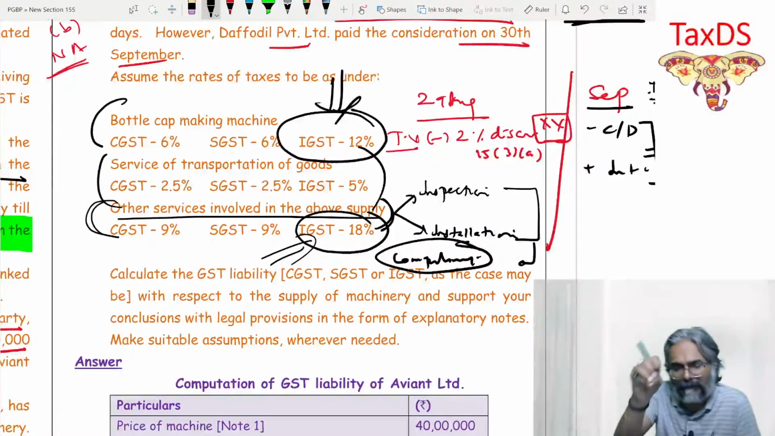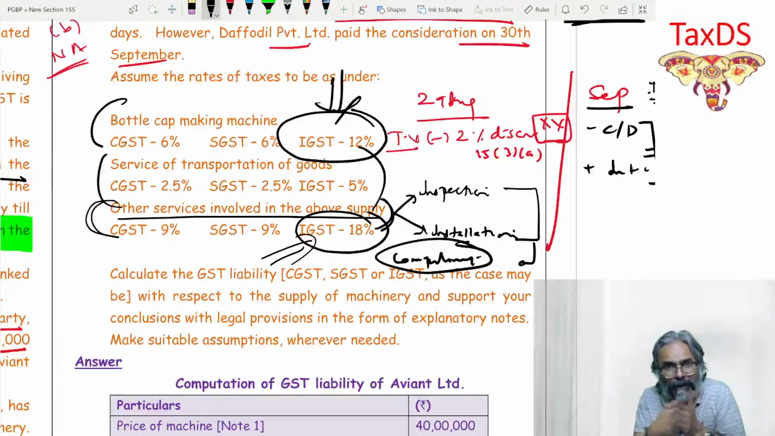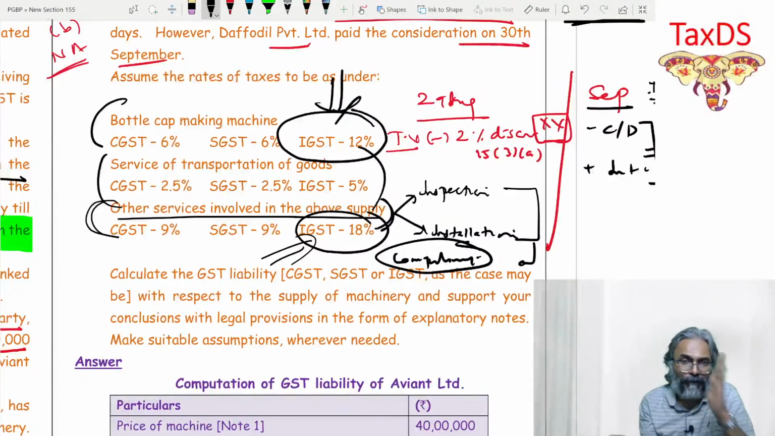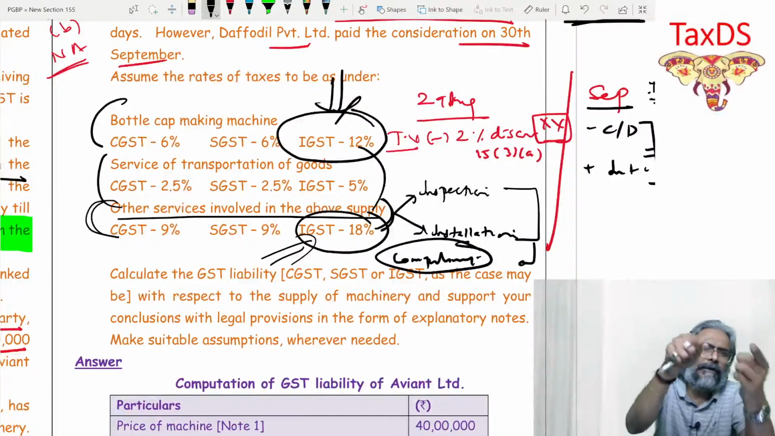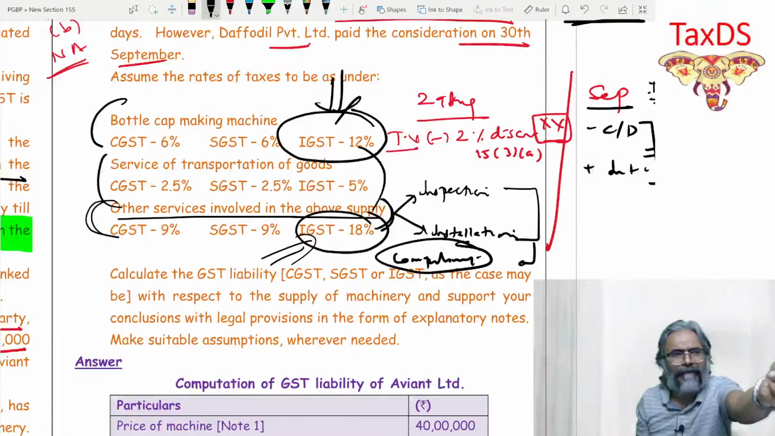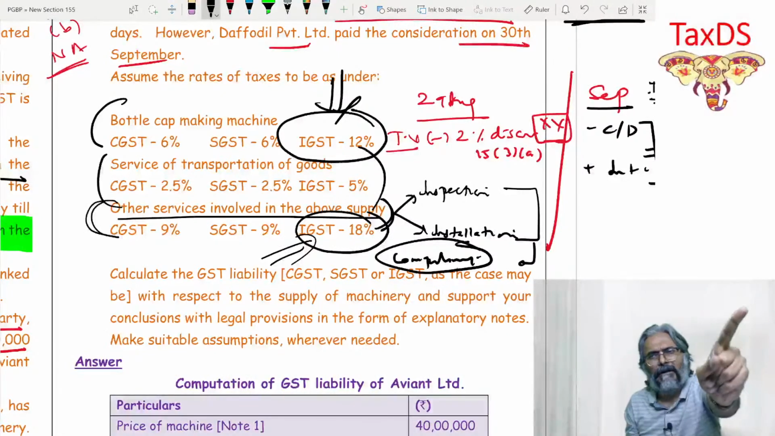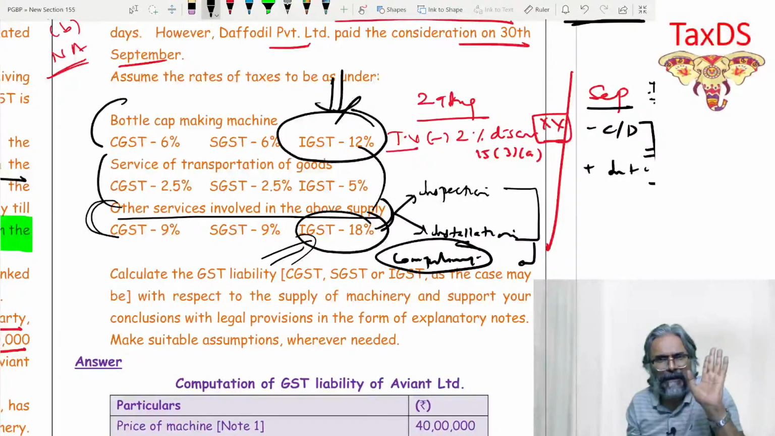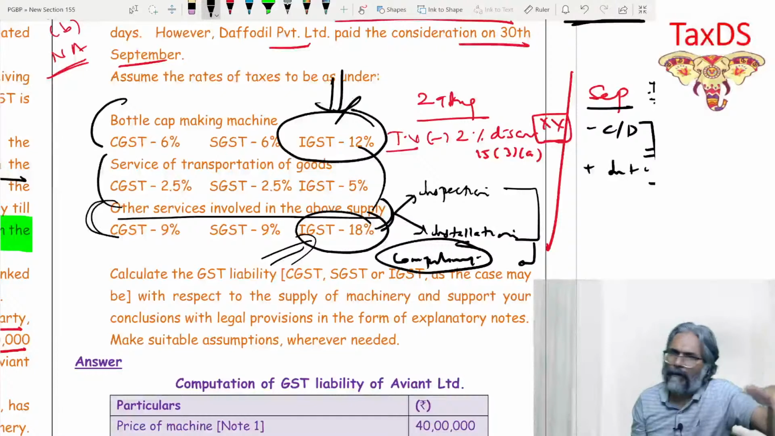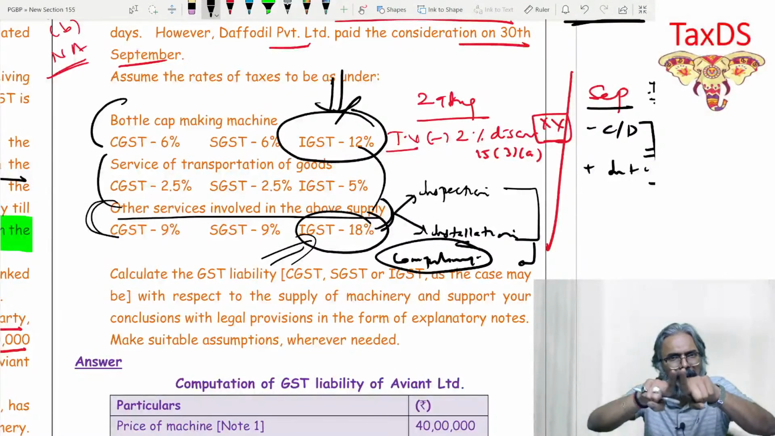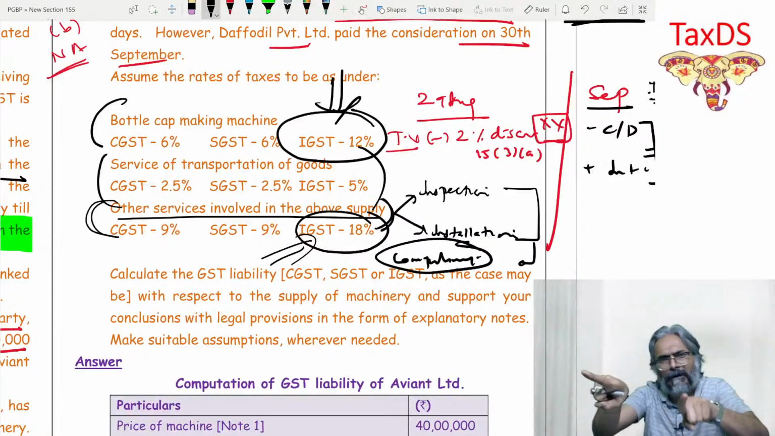The expectation is that you need to appreciate whether the supply, which is of goods plus service, is bundled together. How do I know it's bundled? Obviously, it is given together. It is not an option that you take the machine and don't take the service, or take the service and don't take the machine. That option is not available to you. So it is bundled. Now, is this bundled supply a composite or mixed supply?